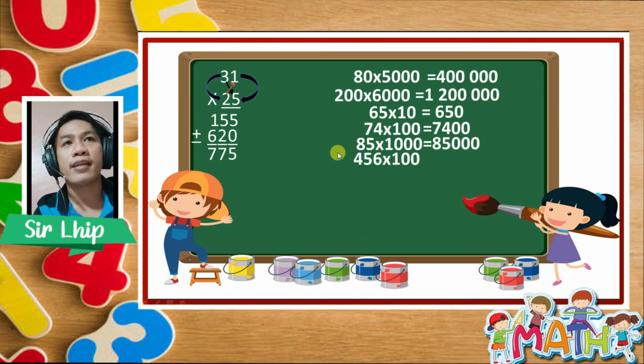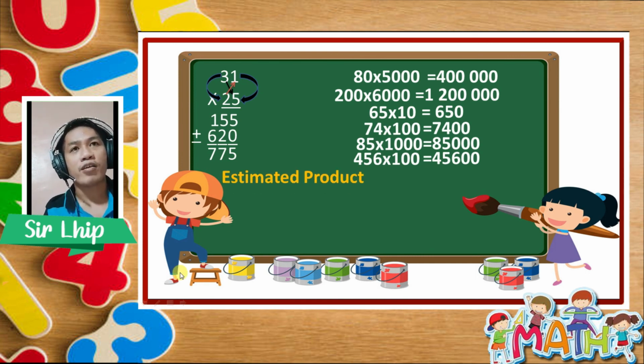456 times 100, so 2 zeros. 1 times 456 equals 45,600. Estimated product. When we estimate the product, just round off to the greatest place value.